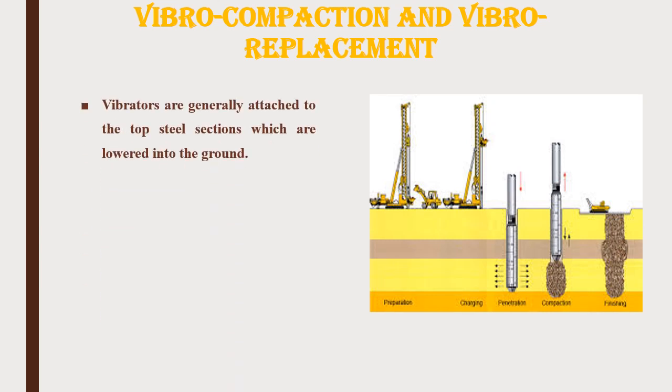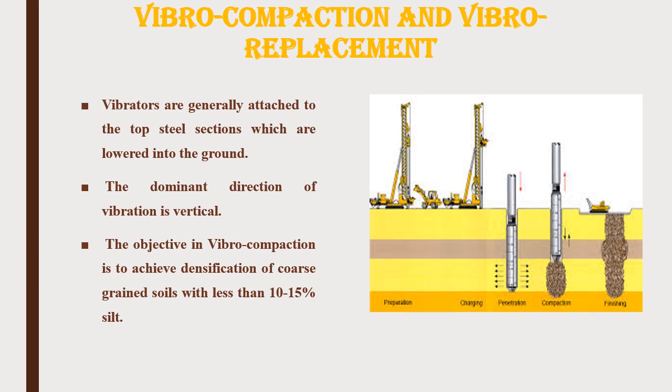Vibrators are generally attached to the top steel sections which are lowered into the ground. The dominant direction of vibration is vertical. Here in this figure we can see the vibrators which are penetrating into the ground. First one charging, next is the penetration, compaction, and here we can see the finishing process.